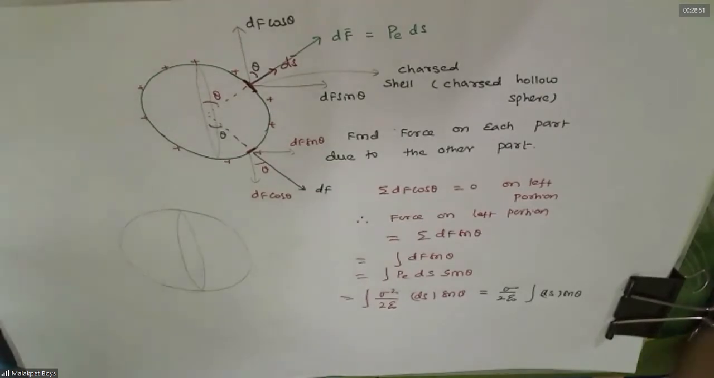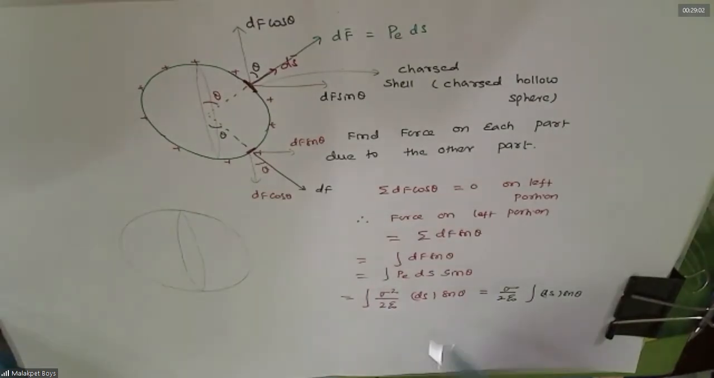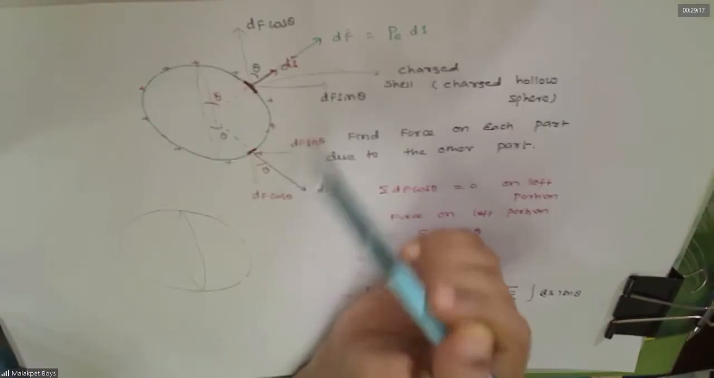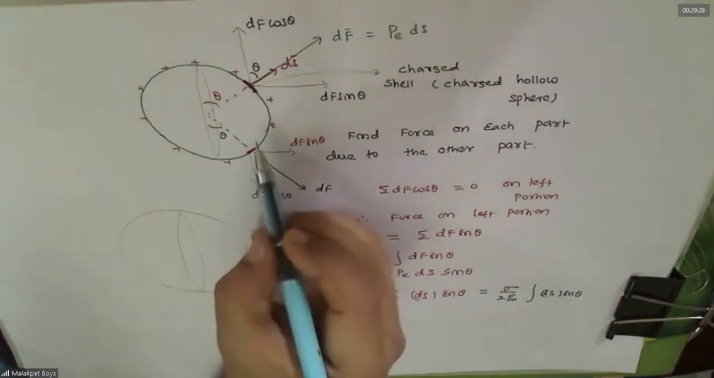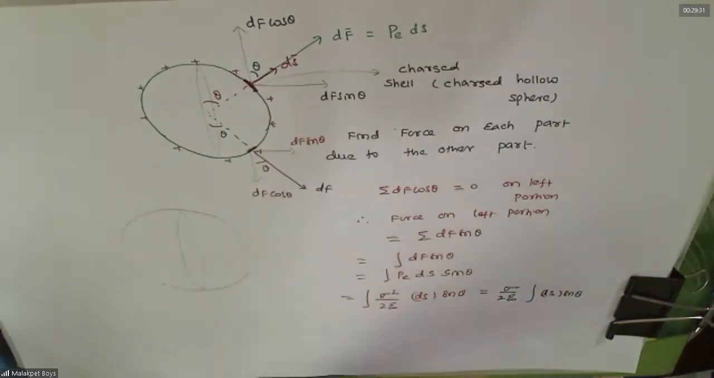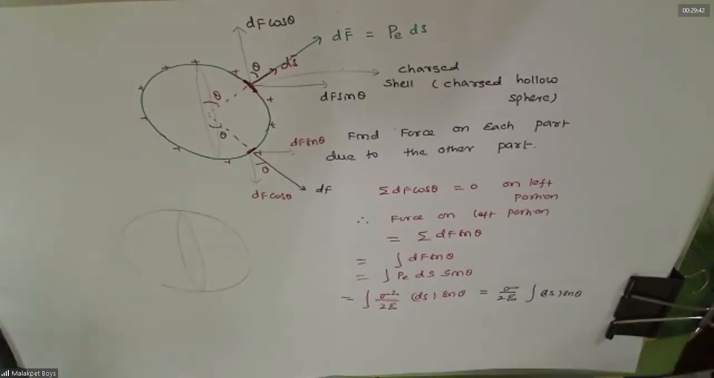Sir, sigma df sin theta will be 2 df sin theta, no, sir? They are not two elements, man. Infinite elements are there. Why two? Many are there. Together, I am taking two symmetrical parts to show you. For every two elements, if you take one upper, one lower, these components get cancelled, nullified. That means these add up, no? You can take another element here. Same thing happened. That means all df cos theta will get cancelled. Okay?